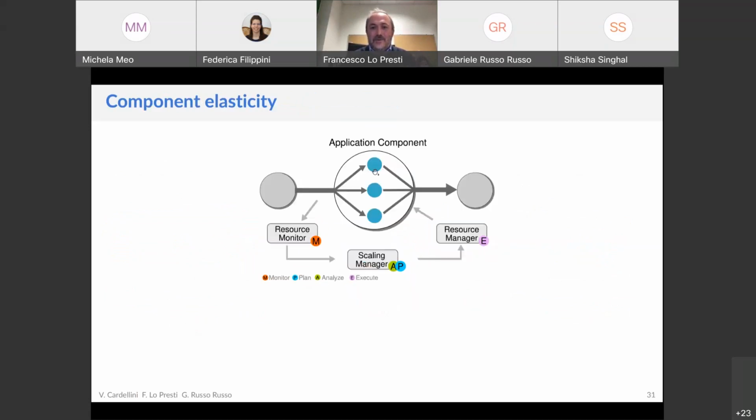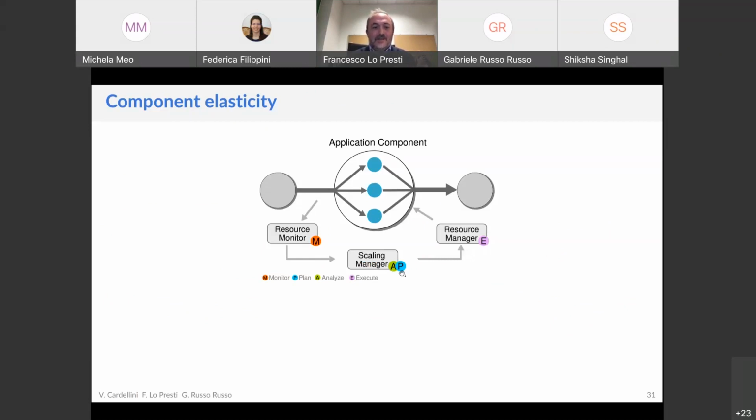We have a single component running possibly multiple replicas. It gets data upstream from some other component of the application, and downstream we have another component which receives the output. The single component is managed by a MAPE system itself, so we see the monitor, the execution component, and possibly remotely the analyze and planning part.